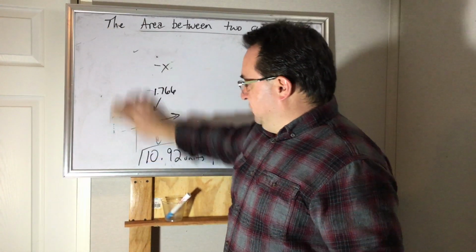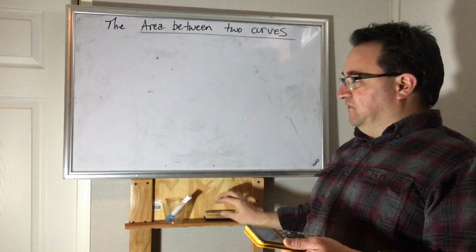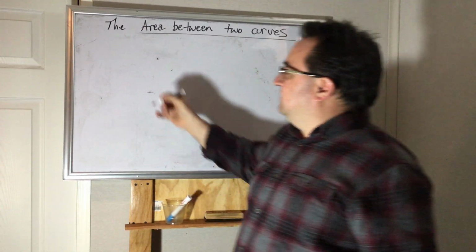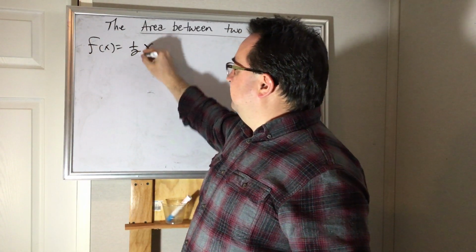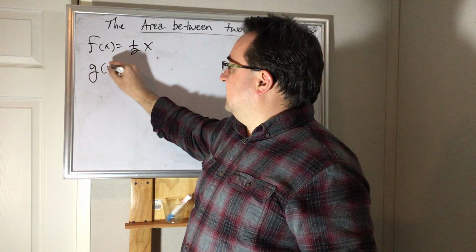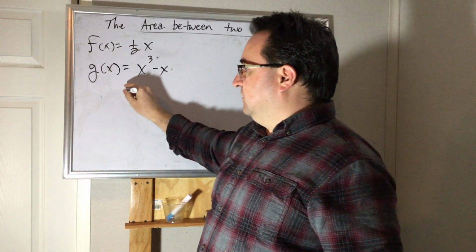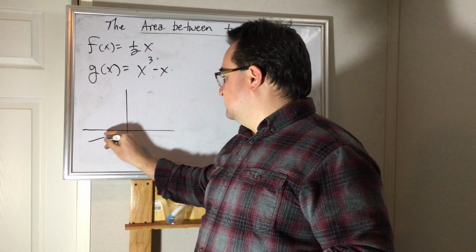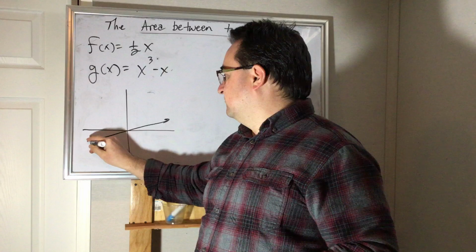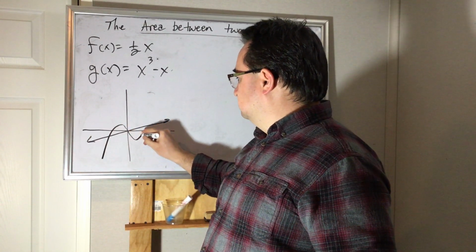So our next example is where the top function and the bottom function don't stay the same. So we'll do another line, a half x. This time we're going to use a cubic function. And if we look at that graph, this is the intercept of 0 and it's not very steep. And this will look like this.